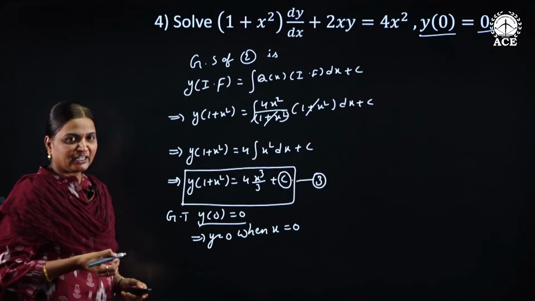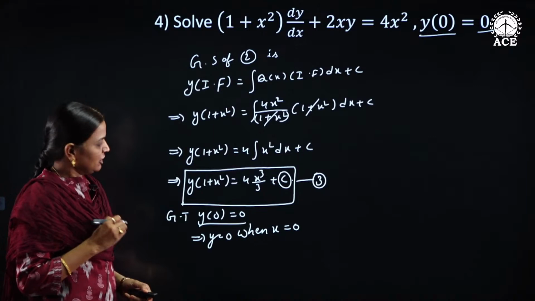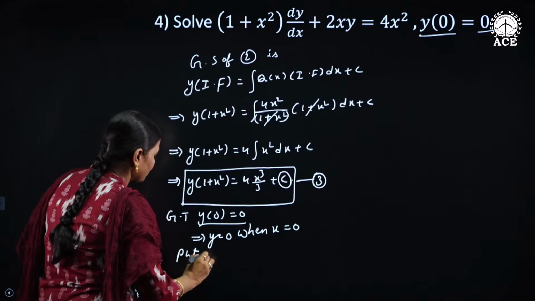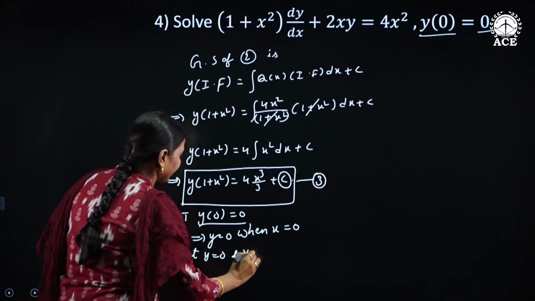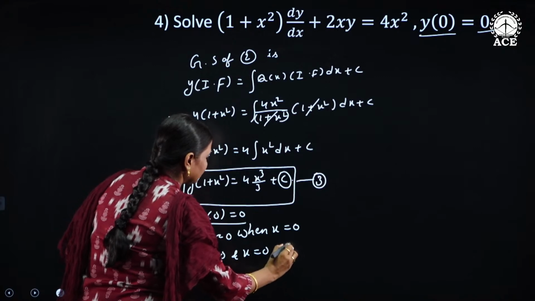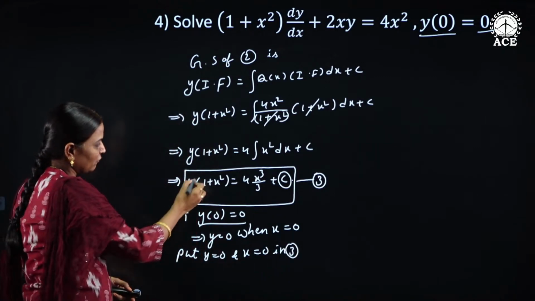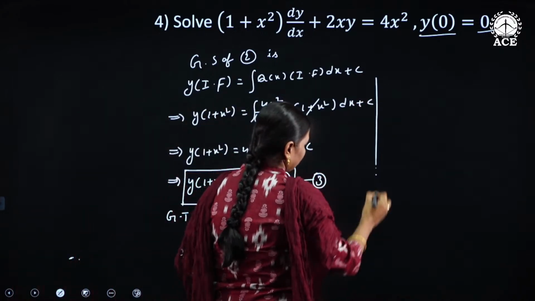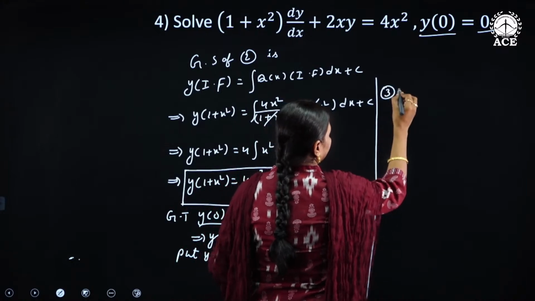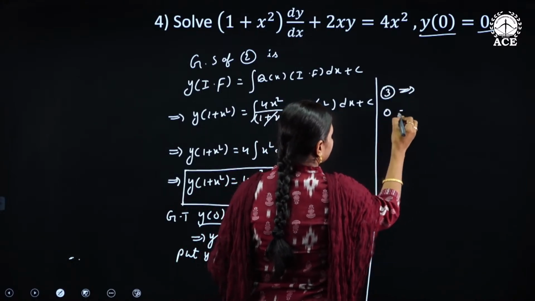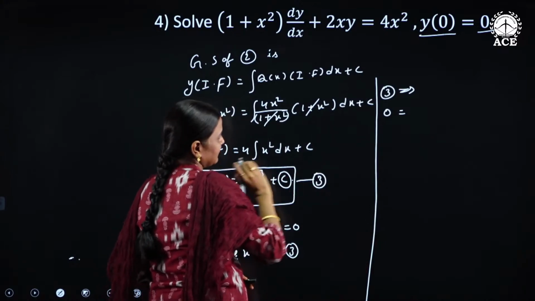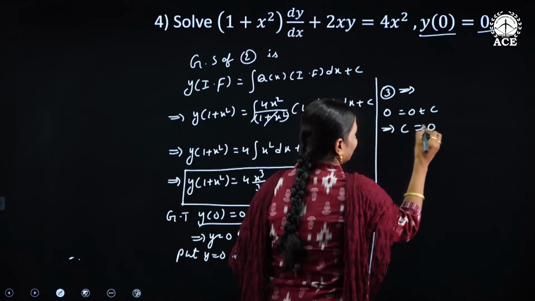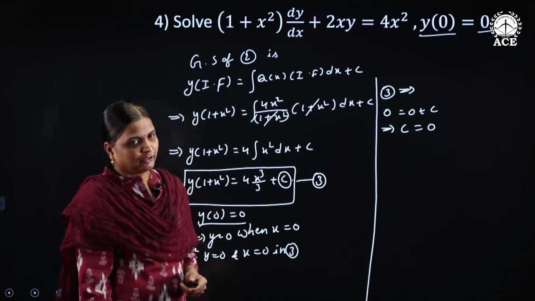So using the initial condition, find the arbitrary constant. Put y equal to 0 and x equal to 0 in equation 3. Then the LHS is 0. And the RHS is 4 into 0, that is also 0, plus c. So from this, the arbitrary constant value c is equal to 0.